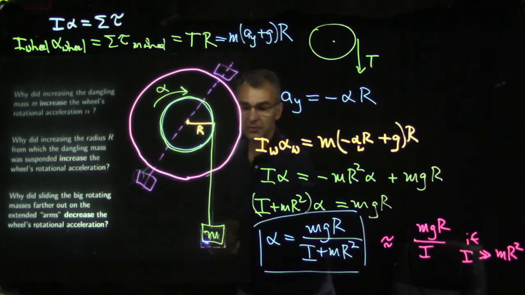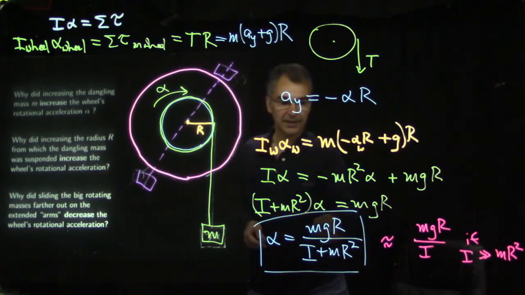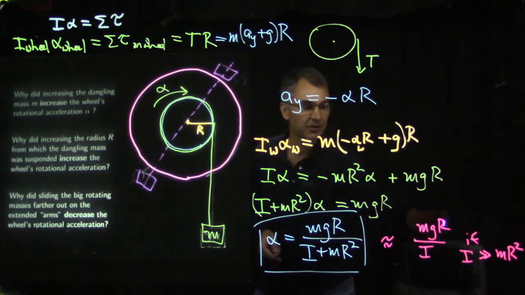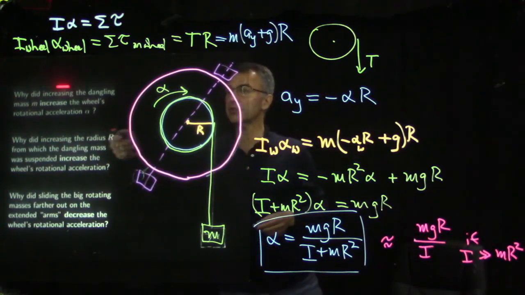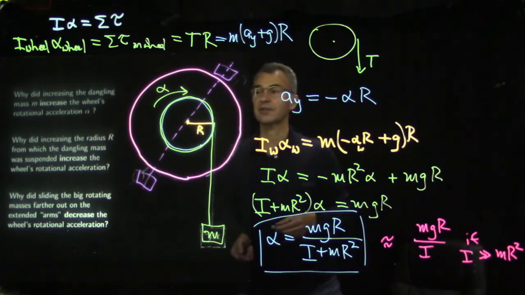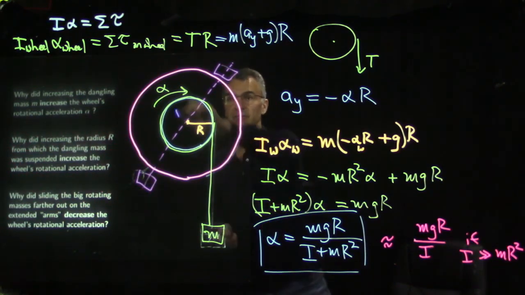But as long as we don't make the mass here so big, or as long as we don't make the rotational inertia of the big wheel so small, then this mr squared term should be a lot smaller than this I term, so the angular acceleration alpha should just be pretty close to mgr over I, and then you can directly see that making this mass bigger increases the angular acceleration alpha.